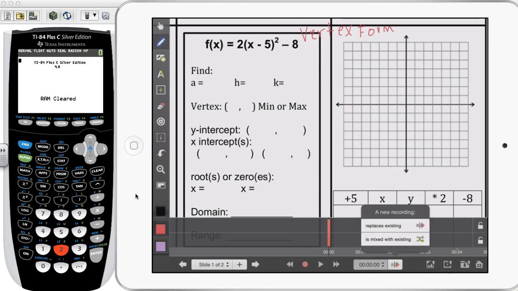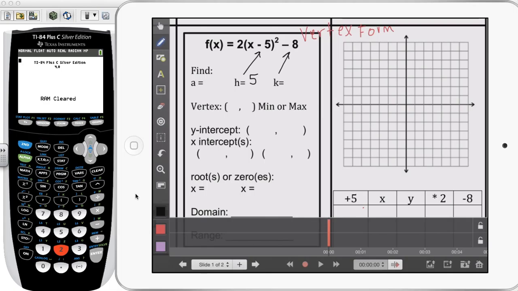So let's try to find what the vertex is. As you can see, the vertex is going to be the h, so it's going to be the opposite of the number on the inside. So in this case, it's going to be 5, and the k is going to be the number on the outside, and in this case, it's negative 8. So the vertex is going to be (5, negative 8). That's how you find your vertex.